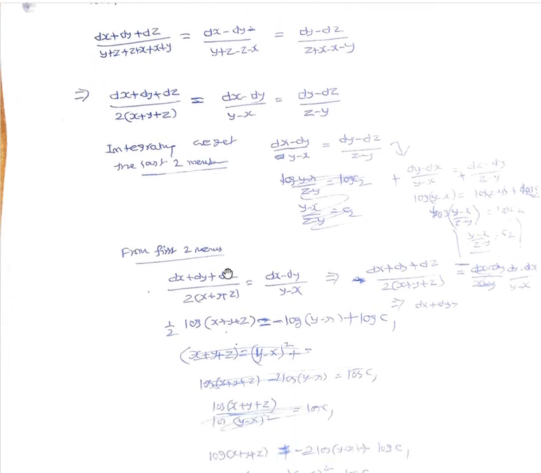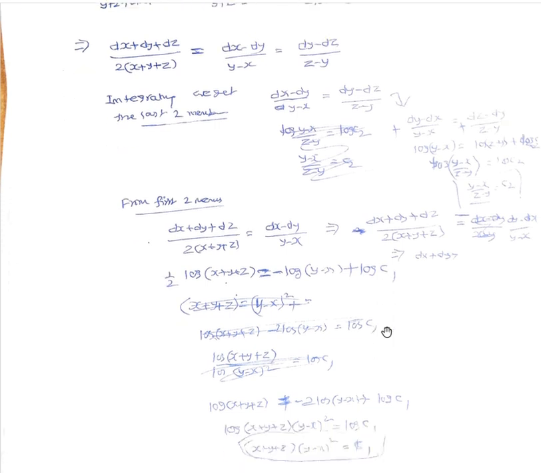Similarly equate the first two, dx plus dy plus dz by 2 times of x plus y plus z is equal to minus dy minus dx by y minus x. Therefore this is nothing but 1 by 2 of f dash x by f of x, mod, log x plus y plus z, that is equal to minus of log y minus x plus log c1.